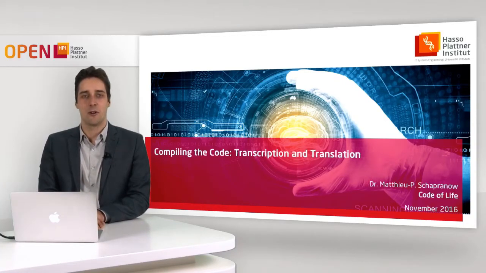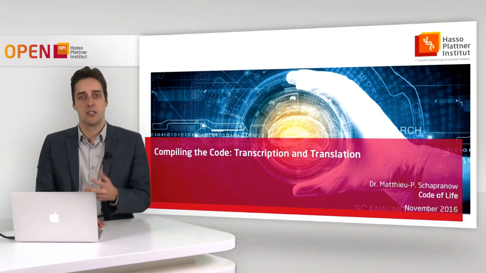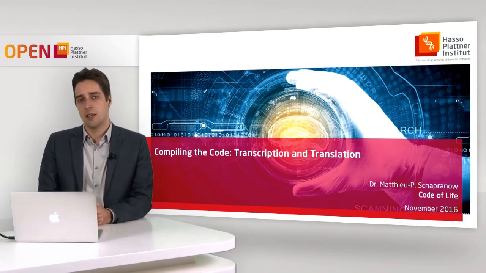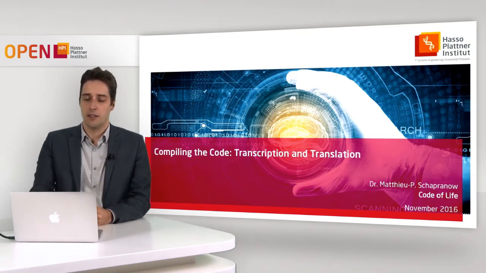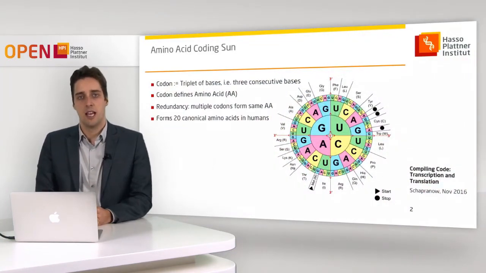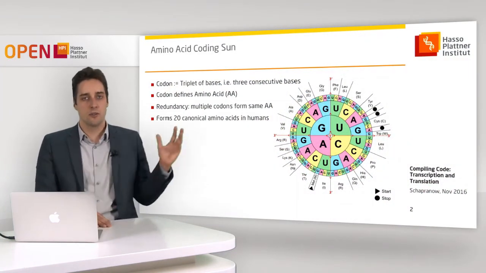Today we are talking about compiling the code from the cell core, and this is important because it's referred to as transcription and translation. It's a complex process. First of all, we need to take one step back to understand what the product looks like. Therefore, I'd like to introduce to you the so-called amino acid coding sun. This is a structure you see here.